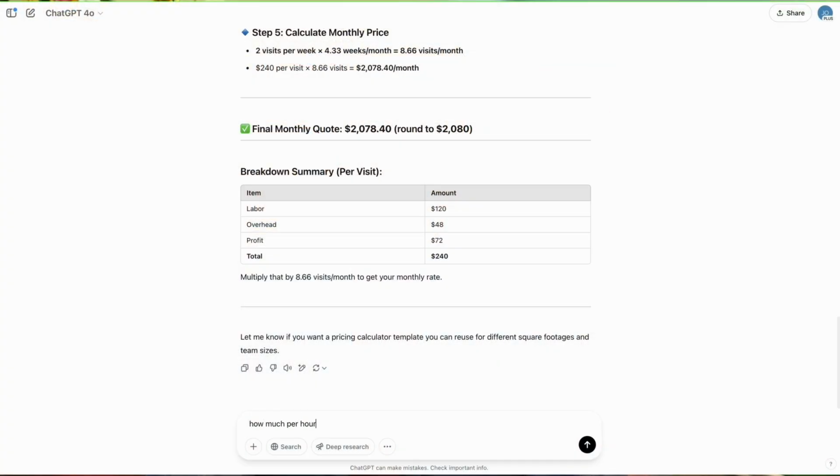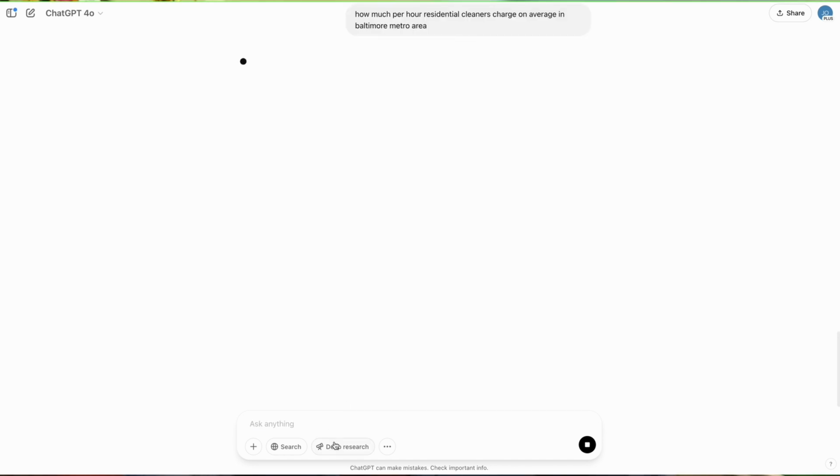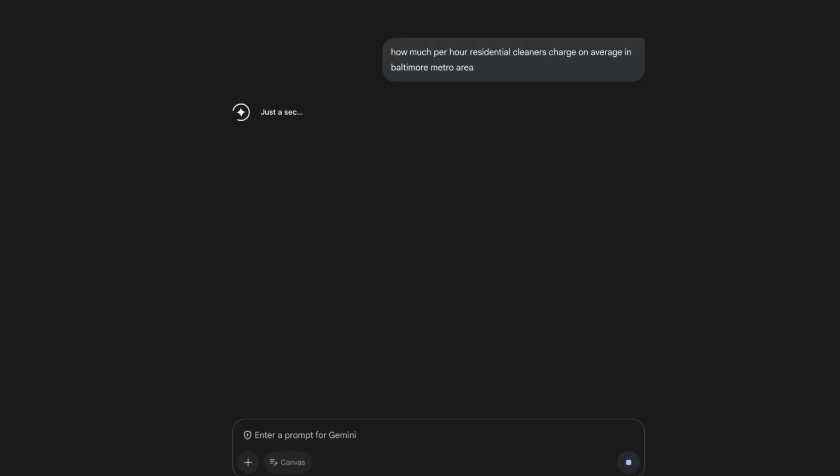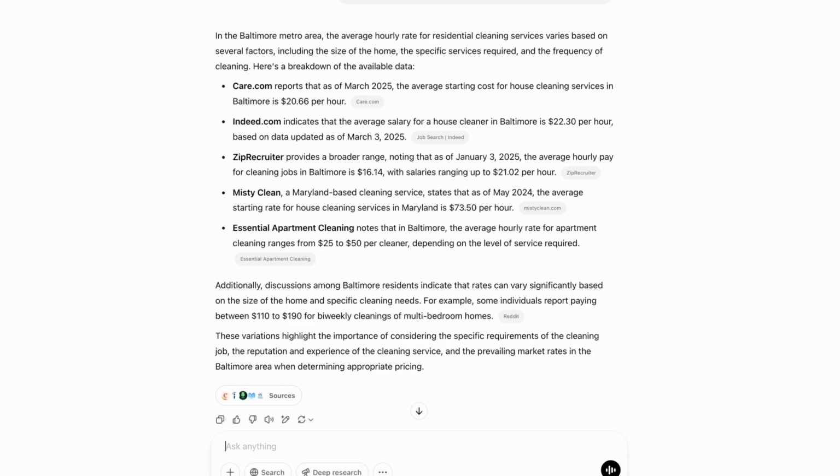Oh, let's do one more discovery, which is really cool. So for example, how much per hour do residential cleaners charge on average in the Baltimore metro area? That's where I am, right? So I'm going to do this. When you do the deep research, if you have that paid function, it'll do a much more intensive search. But here, let's see what it does.